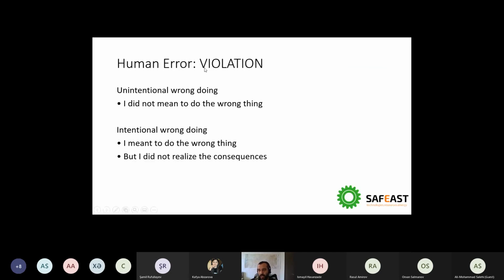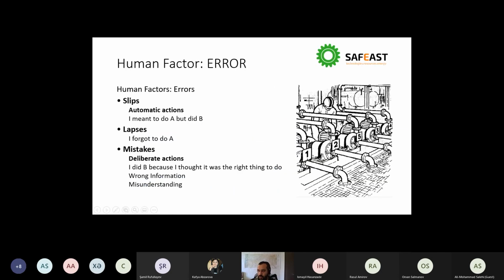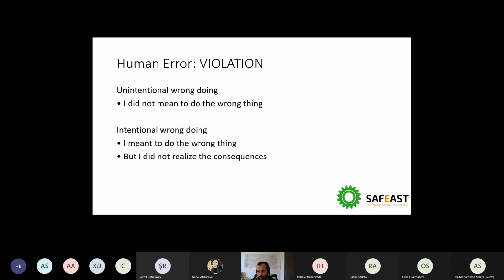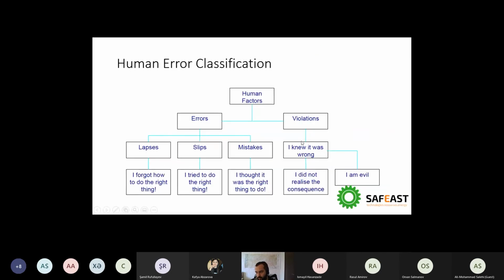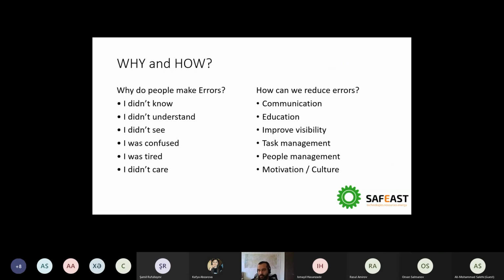So this is about errors. And as I said, the other part is violation, which is really clear, so you know it's wrong. Some of them are unintentionally wrong. The main concern from a human error perspective is intentionally doing the wrong thing, because some people do shortcuts on procedures because they really didn't realize the consequence. They didn't realize that it could result in fire, explosion, and a bad day.